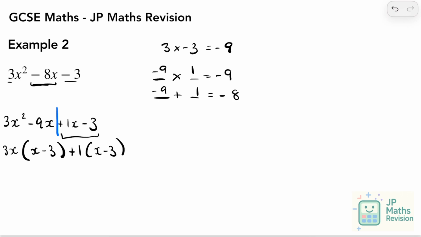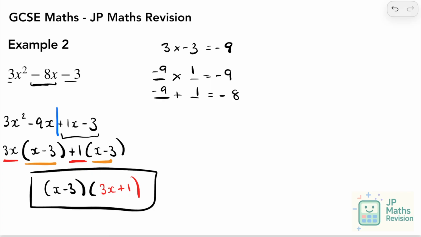So the first bracket is x minus 3 because both of them have an x minus 3 term. And then the second bracket, what's left, is the 3x plus 1. So it's going to be 3x plus 1. Okay? And that is the answer to this question.